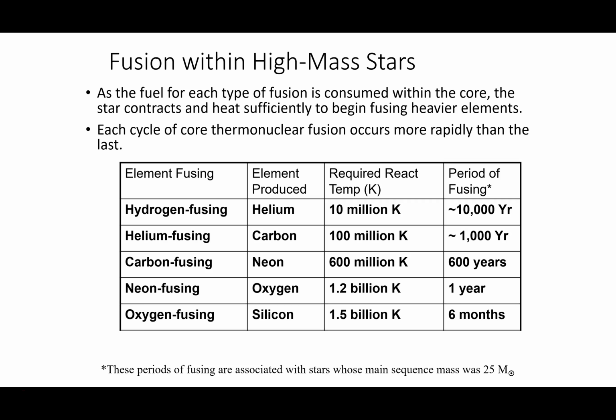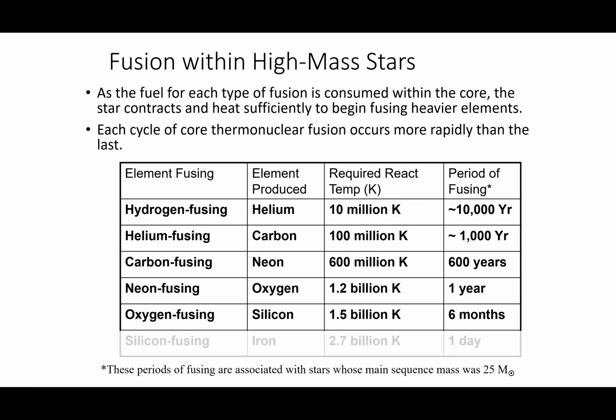So then it takes its oxygen to make silicon. Now, if you were to find silicon on the periodic table, silicon's a more complicated atom. It has more protons in its nucleus. That's what you get with fusion. Higher temperature, 6 months, oh my goodness.